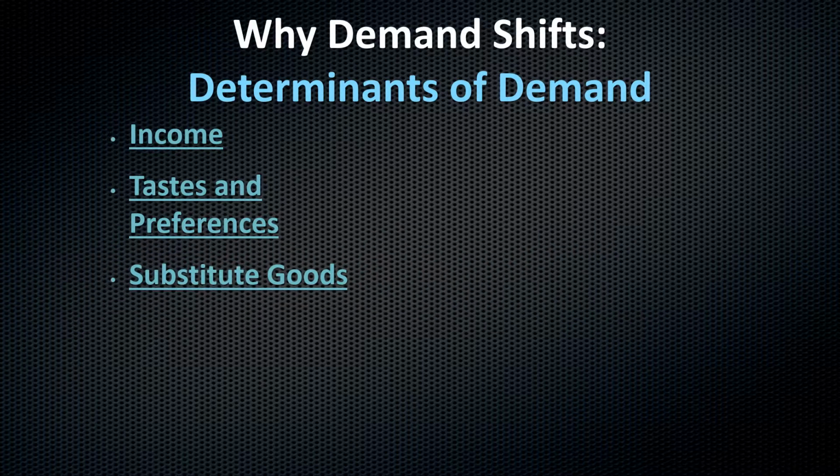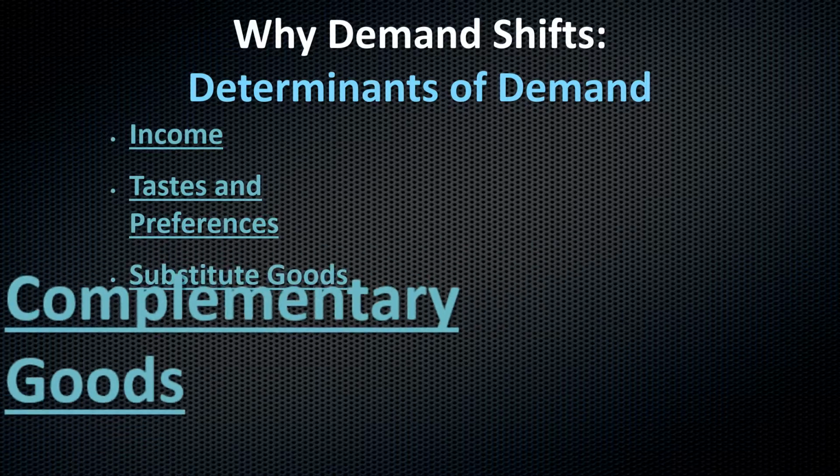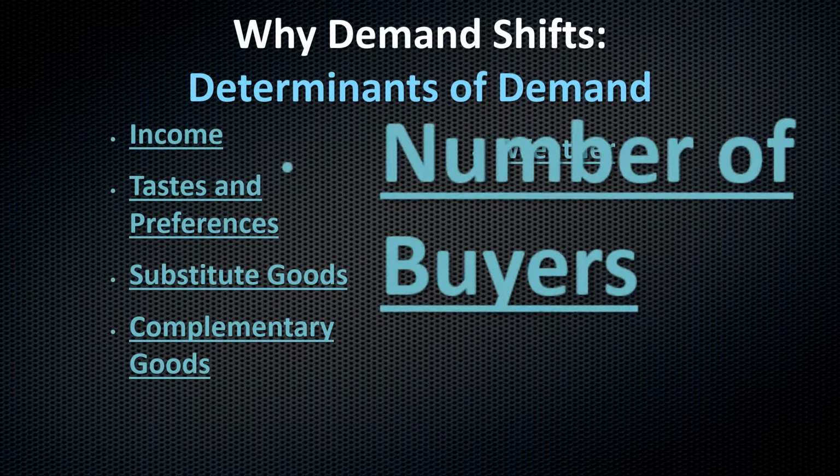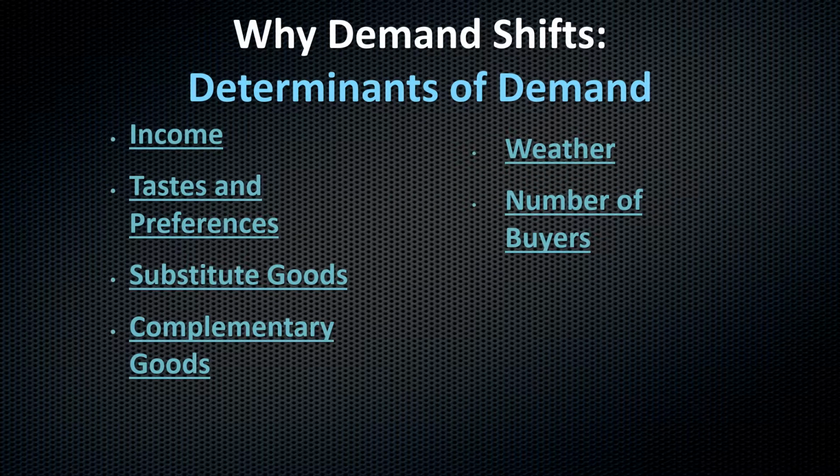Substitute goods. So you can substitute beef for chicken. Complementary goods. You have, let's see, like peanut butter and jelly, bagels and cream cheese. Weather, literally, what is the weather doing? Number of buyers. So a whole bunch of people move to a community. That means there's going to be more buyers. Expectations. I expect that there's going to be a sale around the time of Thanksgiving, so I'm going to hold off my purchases until that sale.